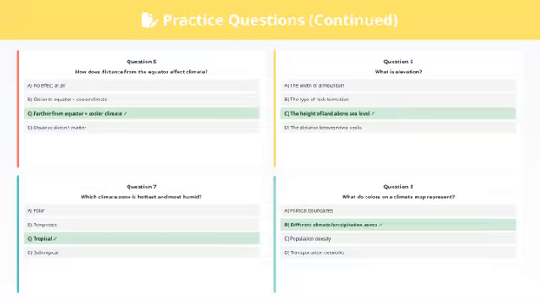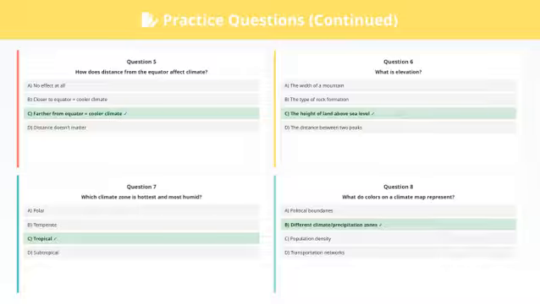Finally, question 8. What do colors on a climate map represent? The choices include political boundaries, different climate or precipitation zones, population density, and transportation networks. The correct answer is that colors on a climate map represent different climate or precipitation zones. This visual tool helps us quickly identify climate patterns across regions, which is essential for understanding geographic and environmental variations.